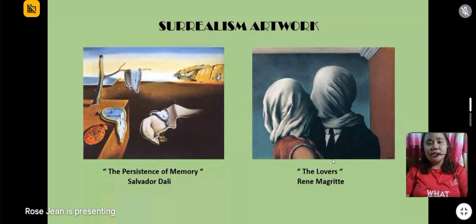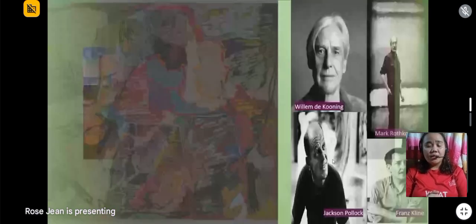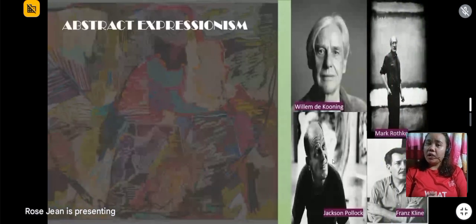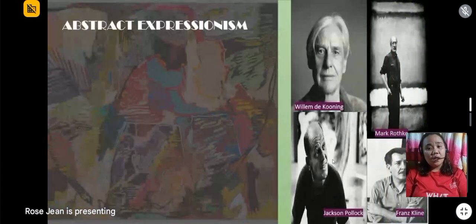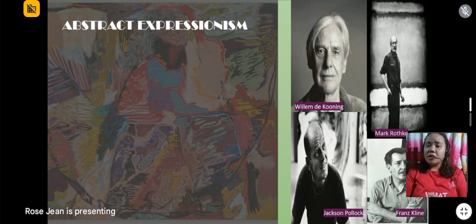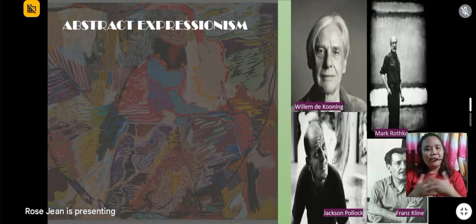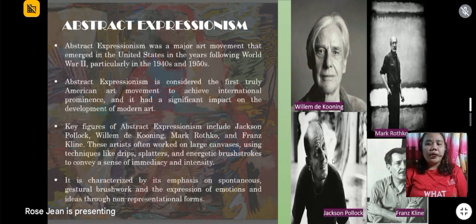And lastly, the last modern art movement is abstract expressionism. Abstract expressionism emerged in the mid-20th century as a prominent movement in American art, characterized by its emphasis on spontaneous, intuitive expression and the use of abstract forms to convey emotion and meaning. It is often associated with artists such as Jackson Pollock, Willem de Kooning, and Mark Rothko.